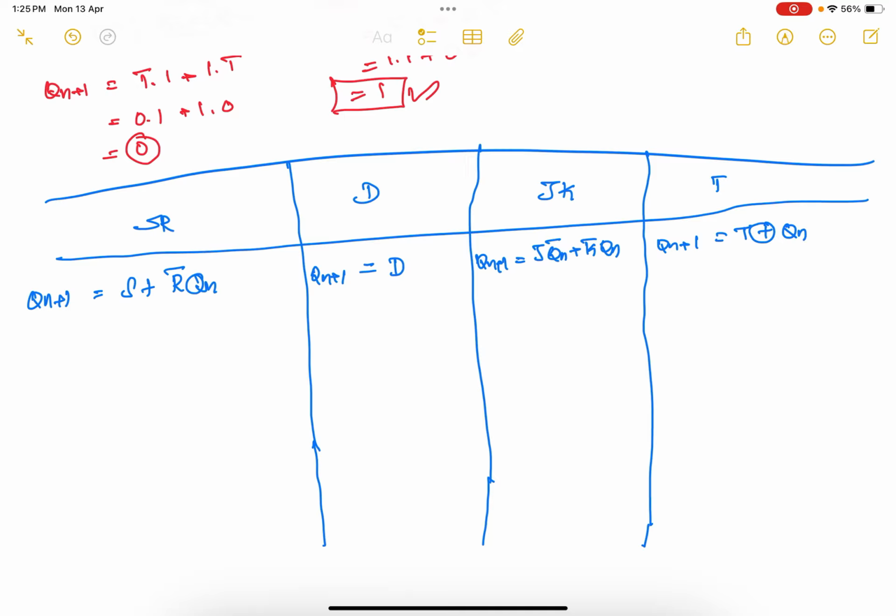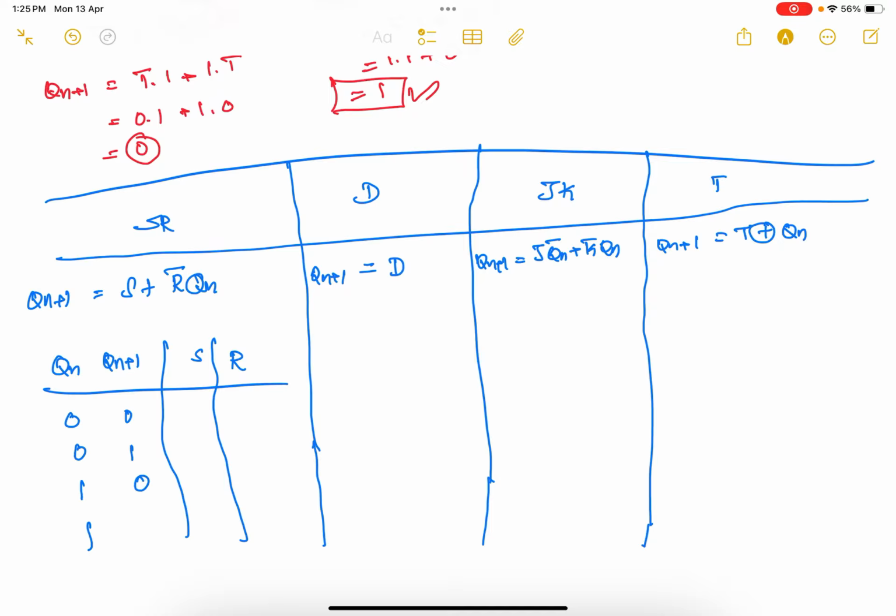When you talk about the excitation table for the SR flip-flop, this is most important: Qn plus 1, and what will be your mandatory S and R. Simply, you write 0 0, 0 1, 1 0 and 1 1, and replicate this directly, and here you put X, and this will be X 0 1 0.